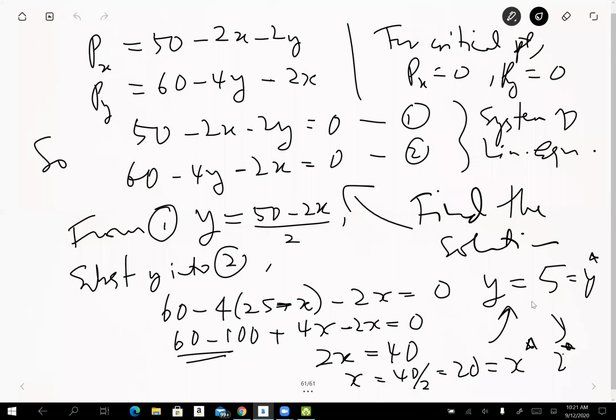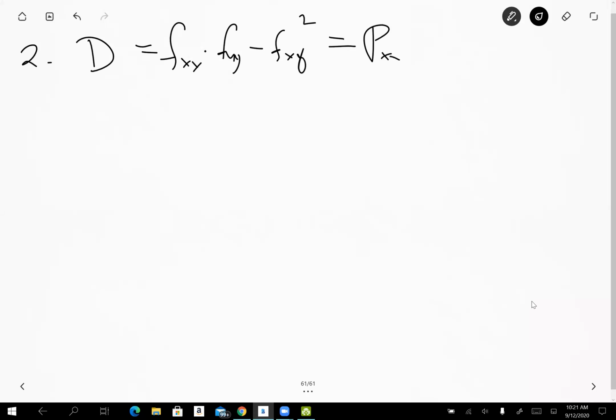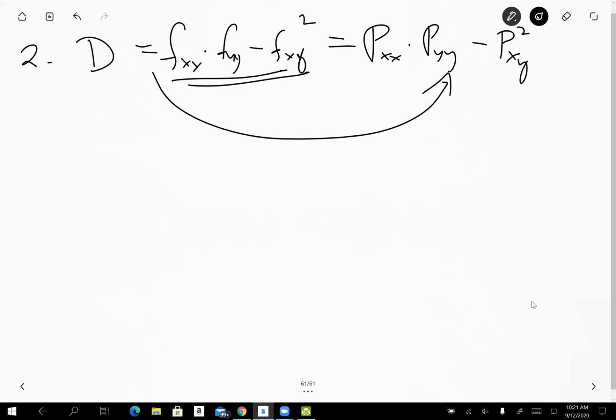So what you need to do here is take the second partial derivative. Number 2, you know D is equal to what? fxx times fyy minus fxy squared. Now here you are talking about profit, so therefore it is pxx times pyy minus pxy squared. You don't have to write this, you just do it in terms of p. But if you want to make sure, you start from the concept and then relate to the specific application. It's not necessary, you can just give me this because we know that's the formula.